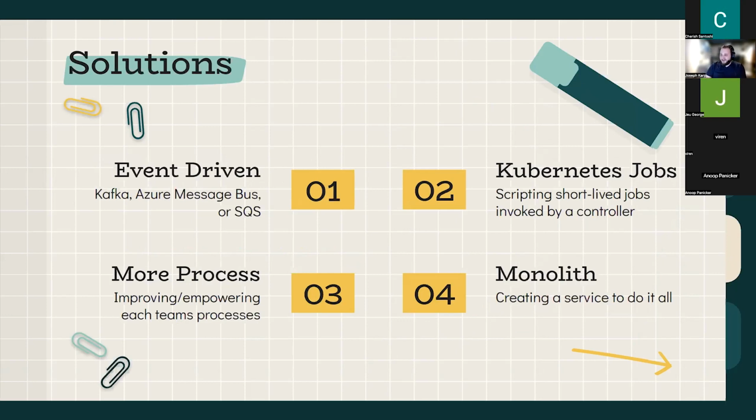And so I want to acknowledge these things here. These are all solutions that can work, but have problems and some major downsides. So like event driven, I could have strung together some event driven stuff with Kafka, Azure Service Bus, SQS, a number of different eventing services, and tried to string that all together.